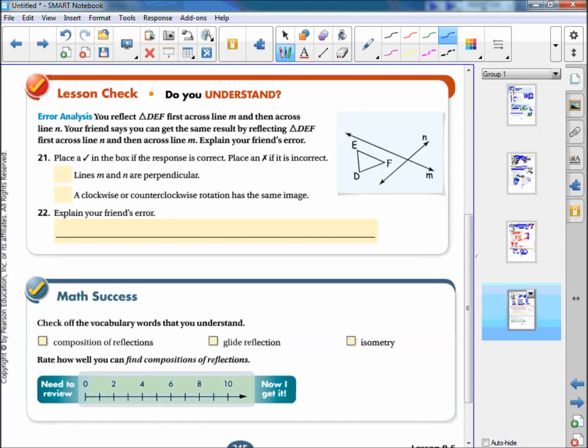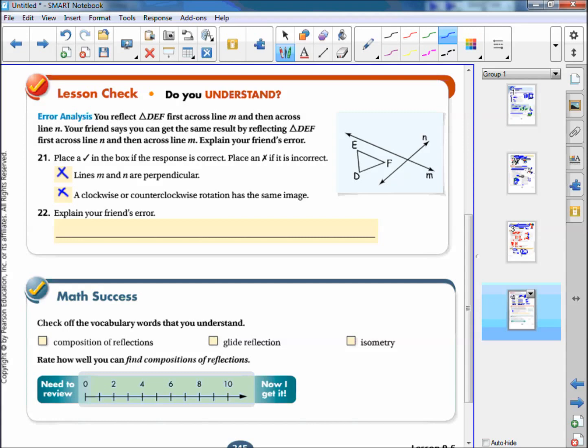So this is definitely wrong. These lines are not perpendicular. Therefore, since it's not perpendicular, the 2 reflections are not going to put it in the same place. They're going to do a different amount of rotation than 180. So if the lines are perpendicular together, they'll make the same as a 180 rotation. So this is a clockwise or counterclockwise rotation that has the same image, and this is wrong.